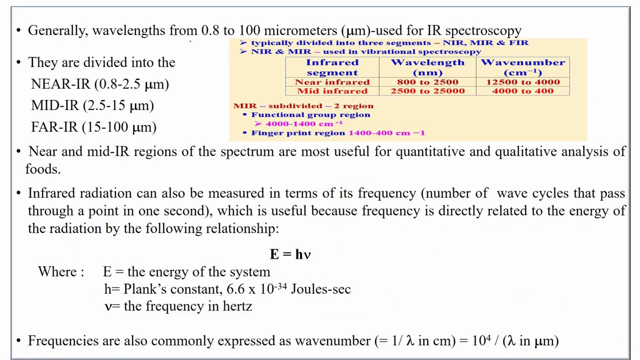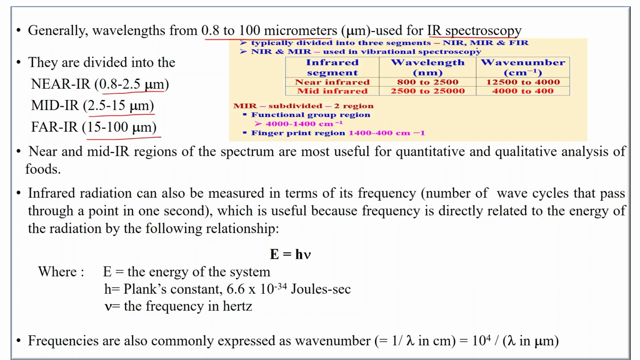Now generally wavelengths are from 0.8 to 100 micrometer. Sometimes they will ask in micrometer, sometimes they can ask in wave numbers, that is centimeter inverse. So IR radiation used for IR spectroscopy generally ranges from 0.8 to 100 micrometer. Near IR is 0.8 to 2.5 micrometer, mid IR is 2.5 to 15 micrometer, and far IR is 15 to 100 micrometer.